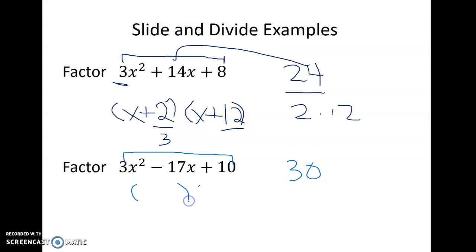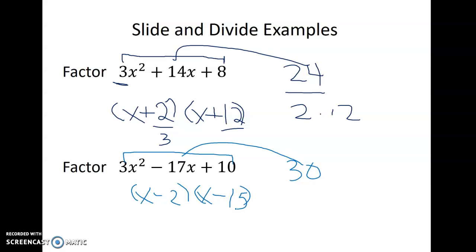I do my binomials. My end term is positive, the middle is negative, so that means they're both negative. This is how we did it last week. But now, instead of finding the factors of 10, I'm finding the factors of 30 that add to be 17, and they are 2 and 15.